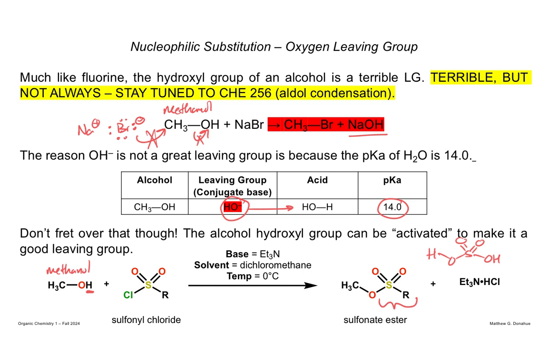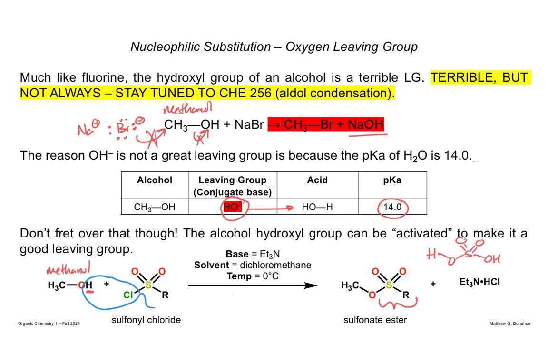Some instructors, I don't necessarily use this term a lot, but what happens is that oxygen needs to bond to that sulfur. And some people will explain this as like lasso chemistry. So you're lassoing out HCl, you're forming an OS bond, and then you have your sulfonate ester.